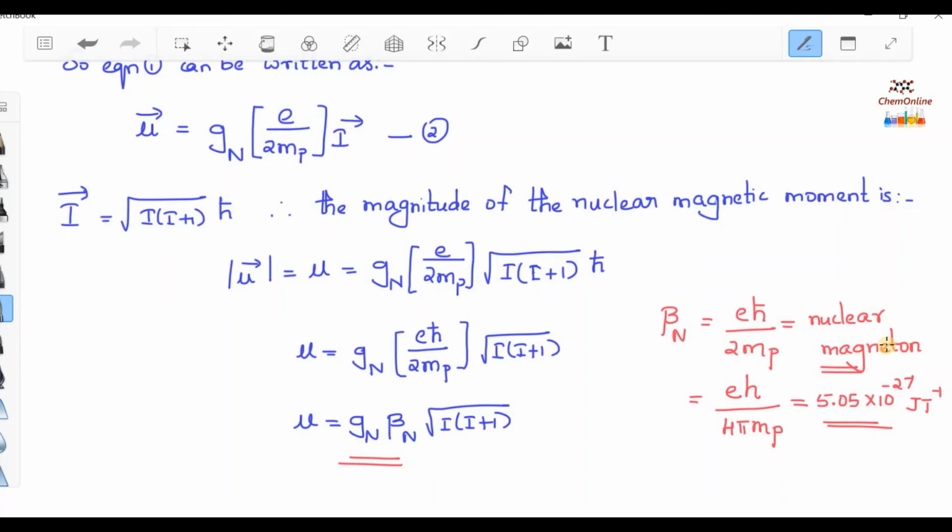So we have got an expression for the nuclear magnetic moment of the nuclei, that is mu equals Gn beta n root of I(I+1), where Gn is called the nuclear g factor, beta n is the nuclear magneton, and we also had another term, gamma, which is called the gyromagnetic ratio or the magnetogyric ratio.